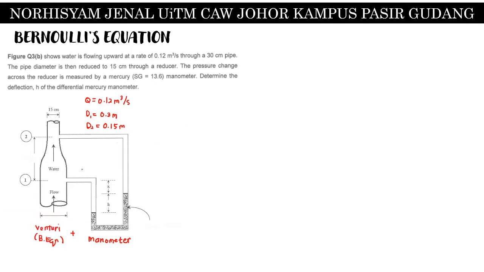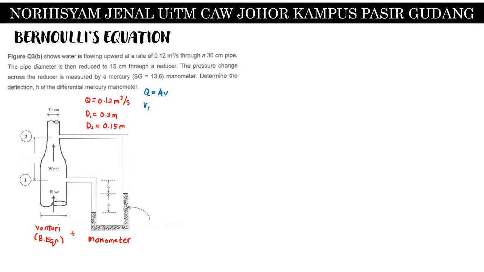In order for us to calculate this question, the first thing that we need to do is make sure that we have all the information ready over here, which is Q is given here, D1 is 0.3 meter, D2 is 0.15, and we have the density over here. The first thing to do is to find out what is V1 and V2.